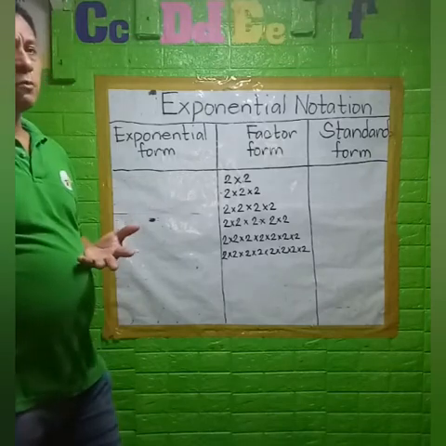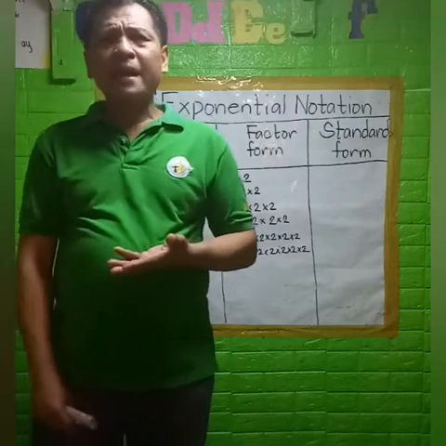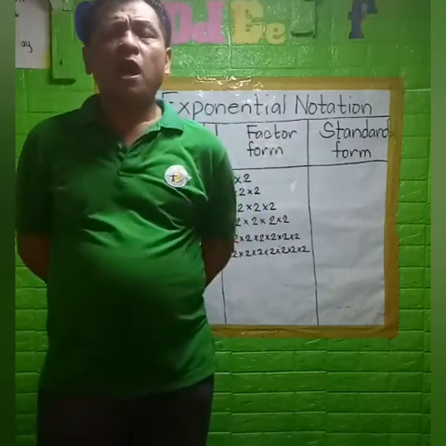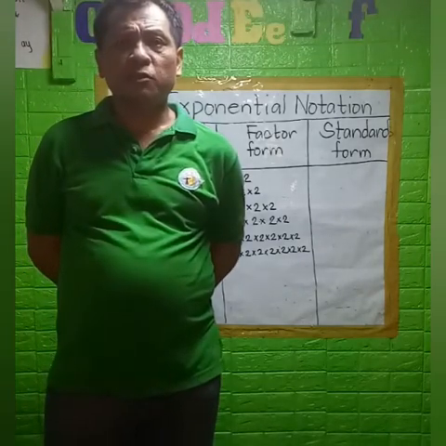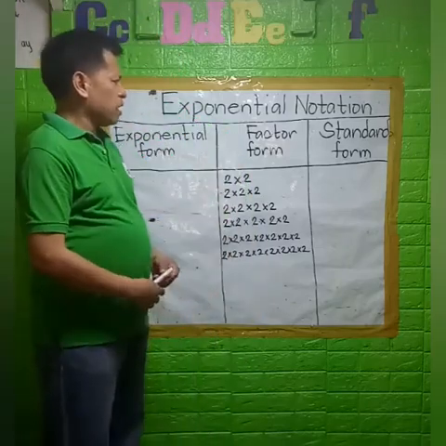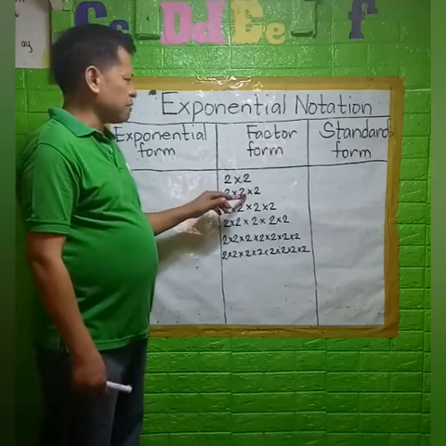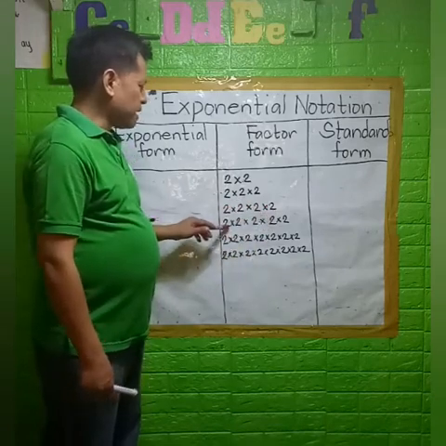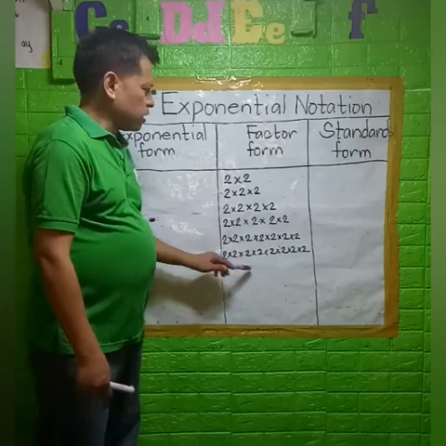Umagang ito ay hatid ko po sa inyo ang tinatawag nating exponential notation. Para saan po ba ang tinatawag nating exponential notation at ano po ba ang gamit nito? So, meron ako dito mga halimbawa. We have here 2 times 2, then we have 2 times 2 times 2 times 2, 2 times 2 times 2 times 2 times 2, then another one, 2 times 2 times 2 times 2 times 2, and so on and so forth.